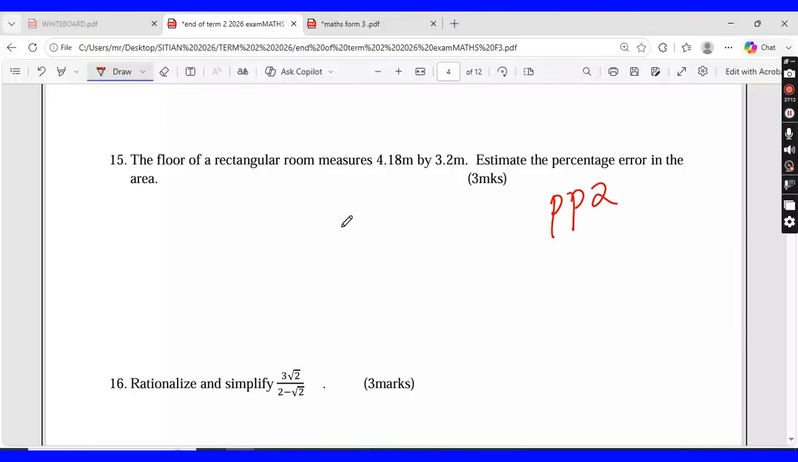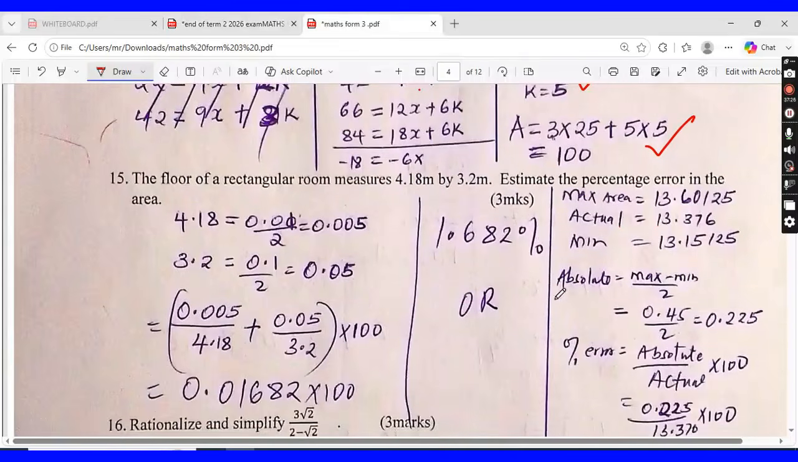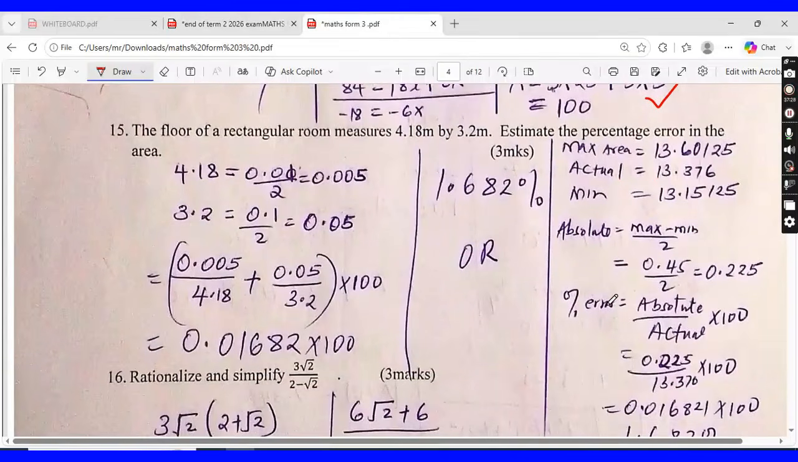Error is paper 2. The floor of a rectangular room measures like this. Estimate the percentage error in the area. We have two ways. I will do both of them. Let me start with the first one. You need to calculate the maximum area, actual area, and the minimum area.